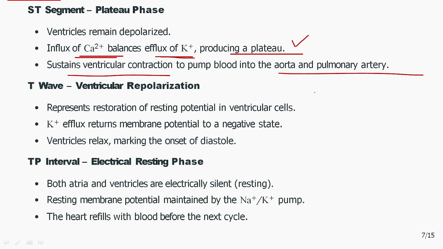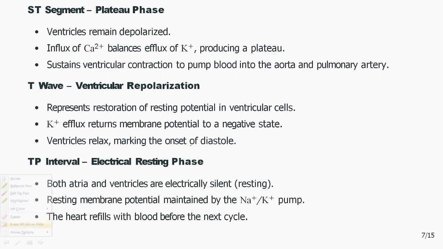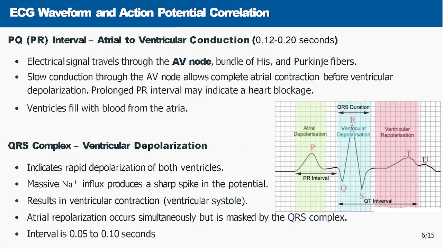So as long as the complete blood which is present in the ventricle has not been pumped into all of the body and the lungs through the aorta and pulmonary artery, till then this depolarized state will remain. Then comes the T wave. So now you mark in this curve. Then we have a smaller peak, that is your T wave.